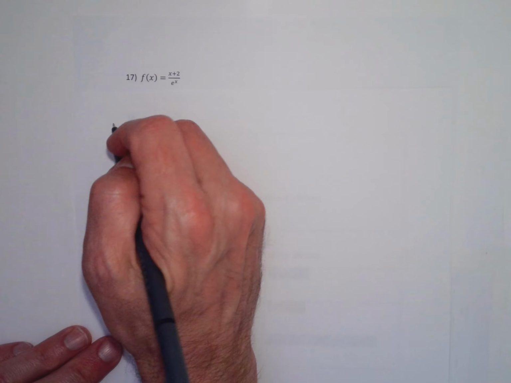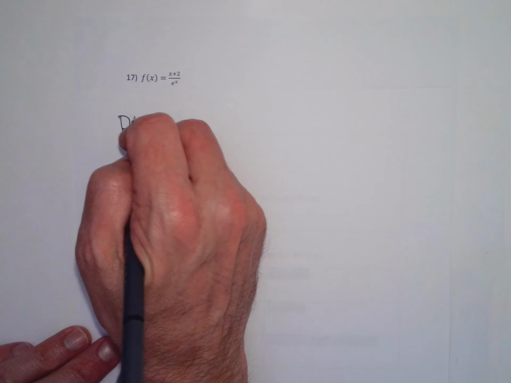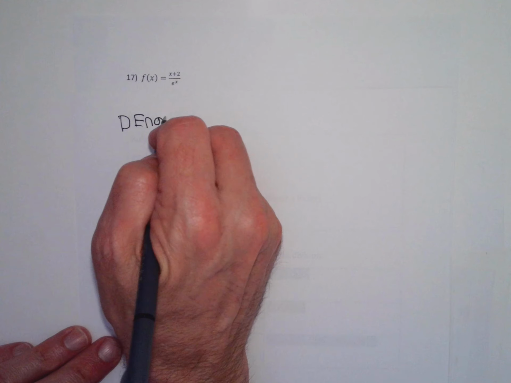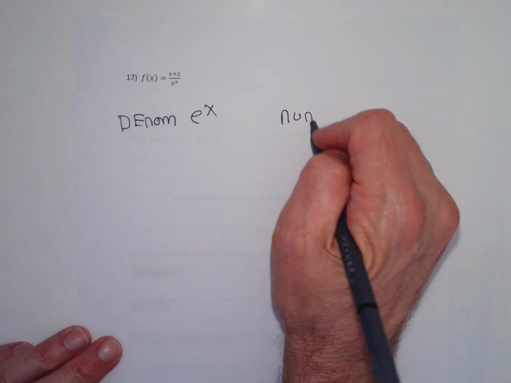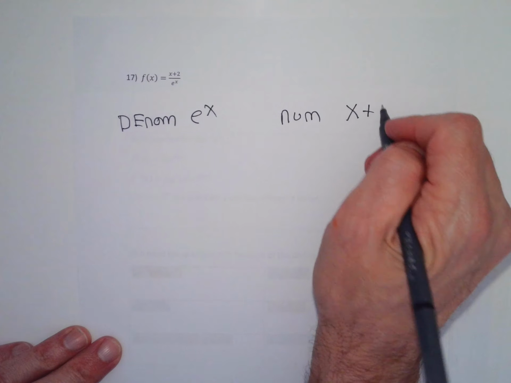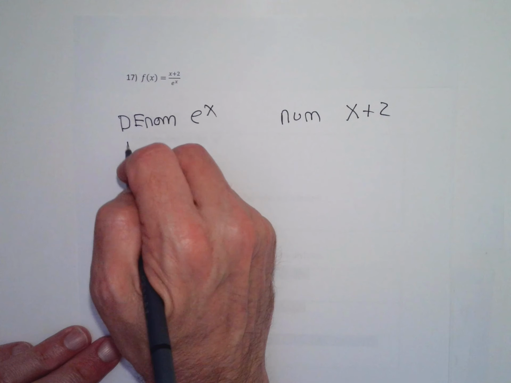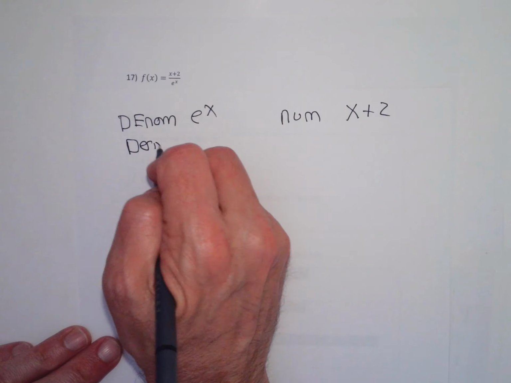Let's do 17 together. It's a fraction, e in the denominator, a little uglier. Fraction, I need the quotient rule. So for 17, I'm going to do the denominator is e to the x. The numerator is x plus 2. I've done this once already. I'm just going to write the derivative of e to the x down without showing it.